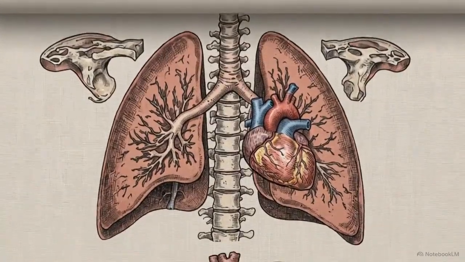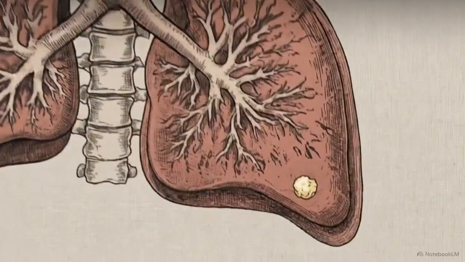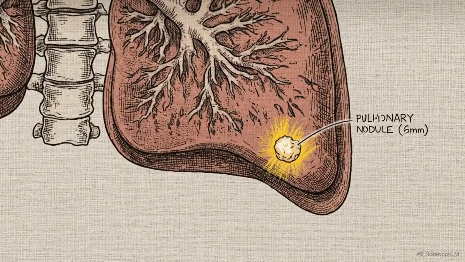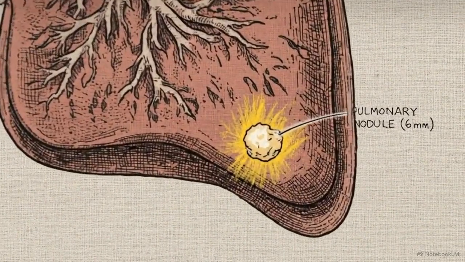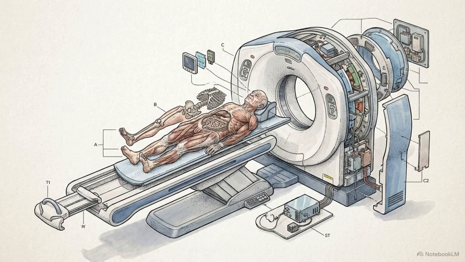The volume of chest CT scans performed annually in the United States is compounding rapidly, totaling over 12 million examinations. This surge is driven primarily by the rising uptake in lung cancer screening, or LCS, protocols. LCS is a standardized imaging procedure used to detect early-stage malignancies in high-risk individuals.